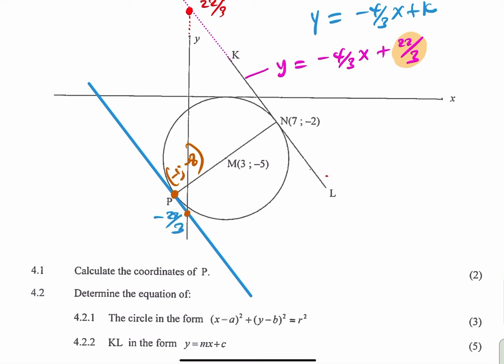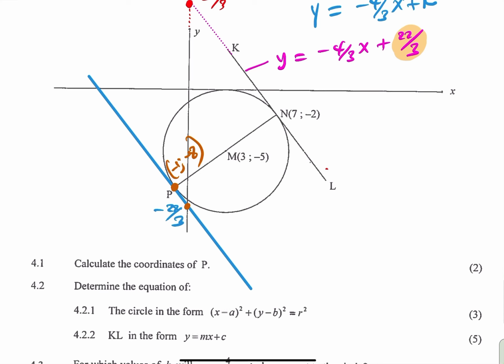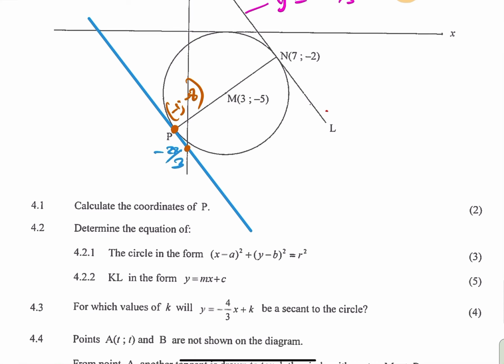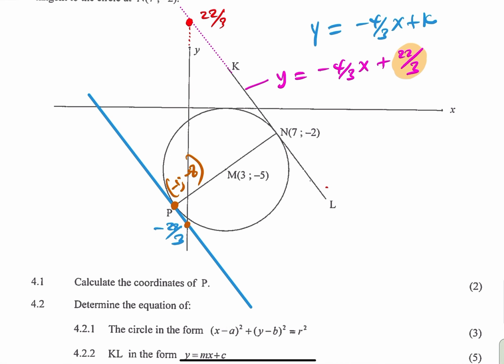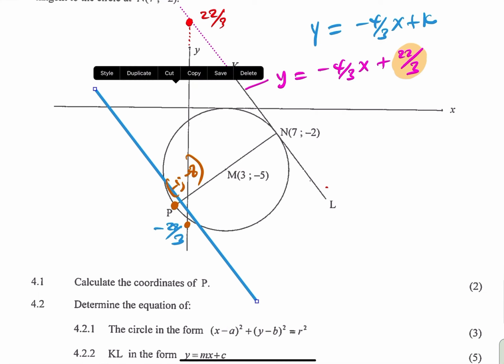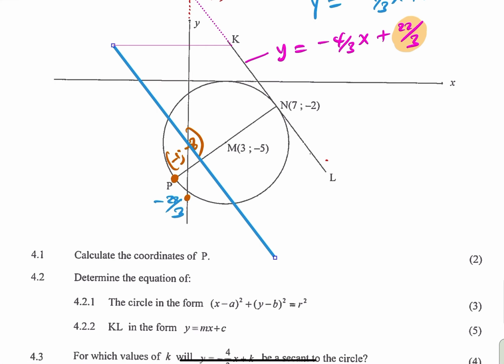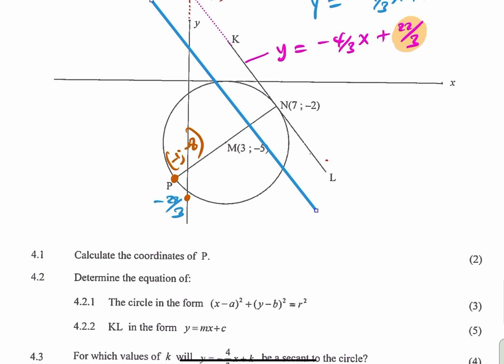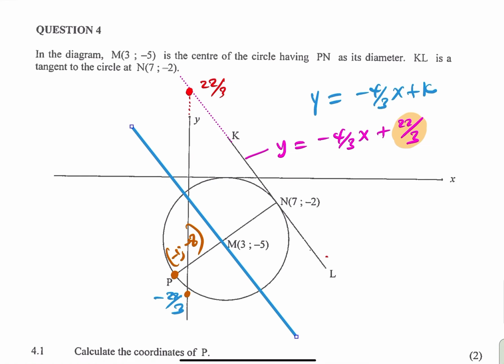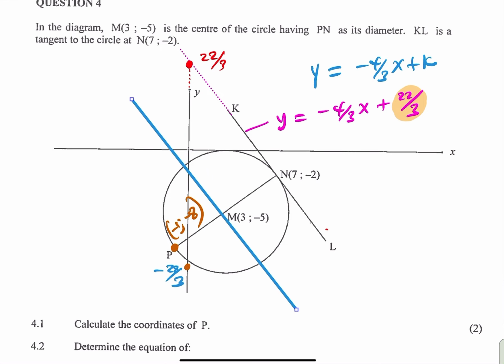So I'm looking for the values of k for which this new line should be a secant. I'm going to move this line again. The moment I go above -28 over 3, that's where I have a tangent. Even if I go above that, the moment I get here, I'm having a tangent. So I must be in between this y value of what? Of -28 over 3 and 22 over 3, the y-intercepts of the lines.